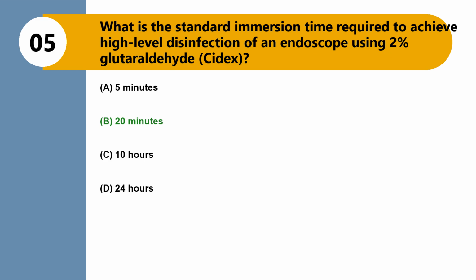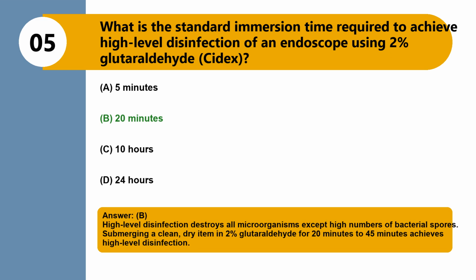20 minutes. High-level disinfection destroys all microorganisms except high numbers of bacterial spores. Submerging a clean, dry item in 2% glutaraldehyde for 20 to 45 minutes achieves high-level disinfection.